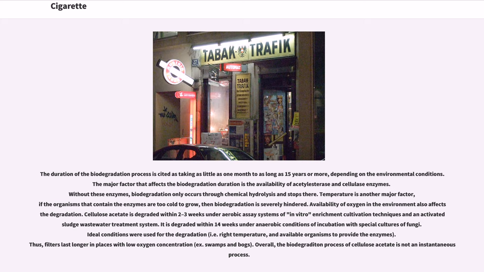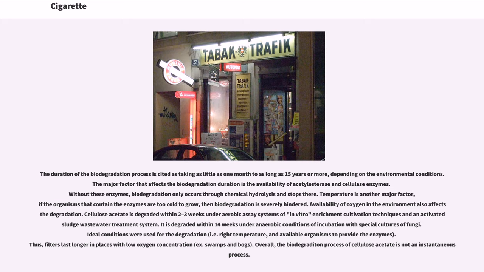The duration of the biodegradation process is cited as taking as little as 1 month to as long as 15 years or more, depending on the environmental conditions. The major factor that affects the biodegradation duration is the availability of acetylesterase and cellulase enzymes. Without these enzymes, biodegradation only occurs through chemical hydrolysis and stops there.